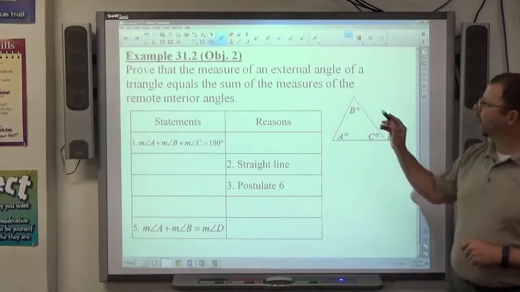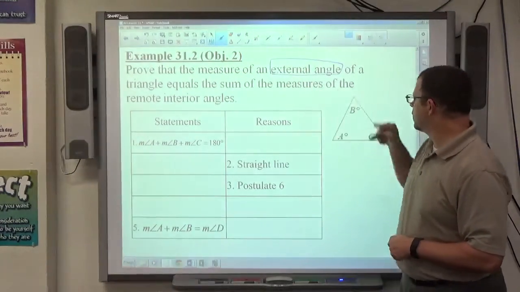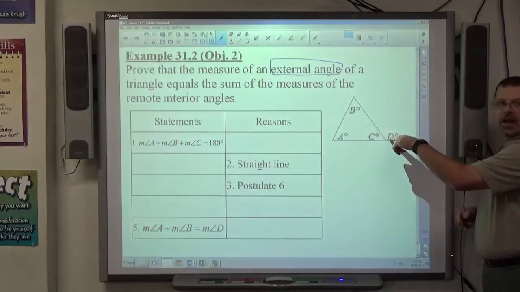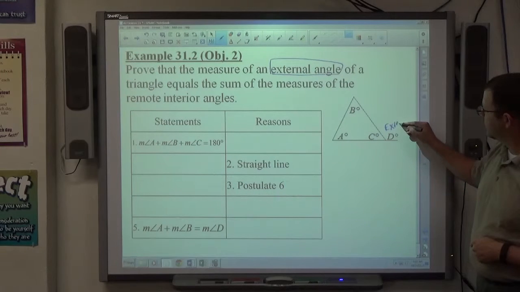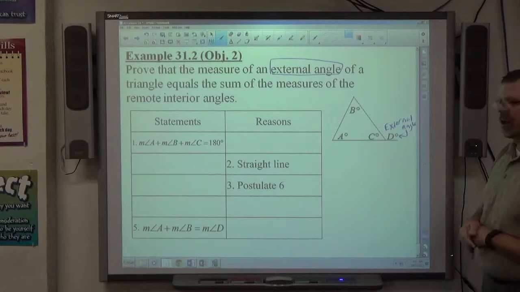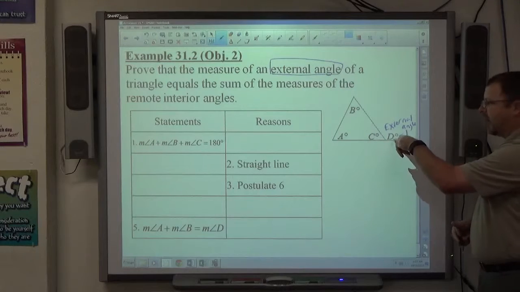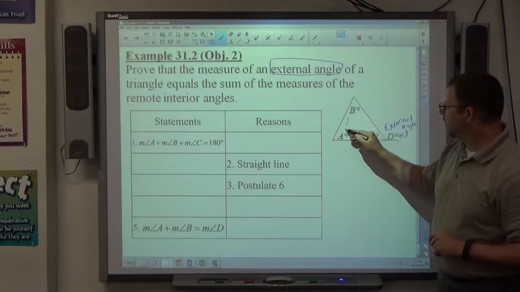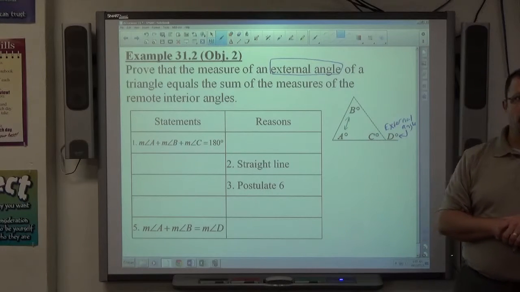First thing is a couple of words: external or exterior angle of a triangle. Anytime you have a polygon and you extend a side of the polygon to create an angle outside the polygon, that's called an external angle or exterior angle. In this case, angle D is an external angle. And what we're trying to prove today is that the measure of that angle is equivalent to the remote interior angles. Interior angles are inside the triangle. Hopefully that makes sense to everybody.